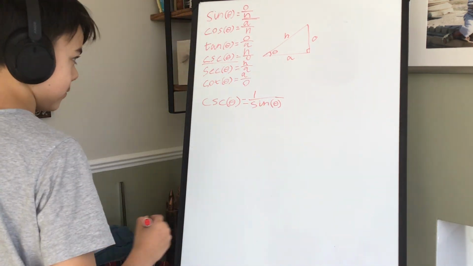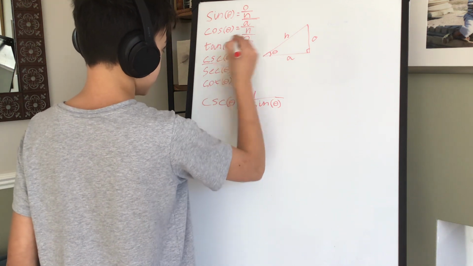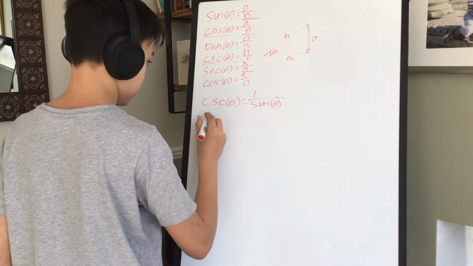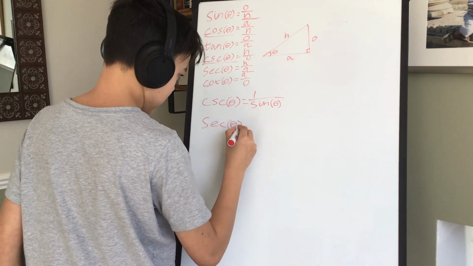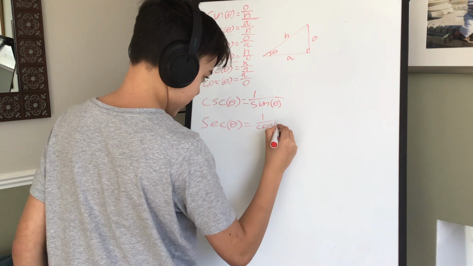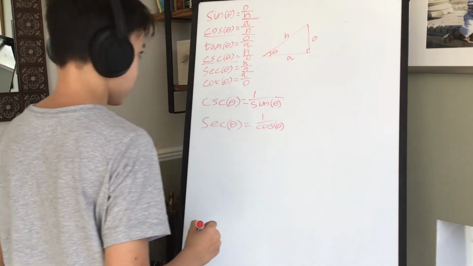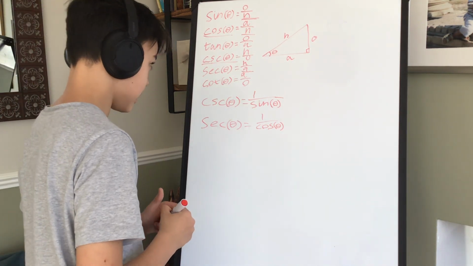We can do the exact same for secant, but with cosine this time. This is the flipped version of this. So we flip this side. And we get secant of theta equals 1 over cosine of theta. Okay, you can do the same for cotangent, but we're not going to be using that today, but just know you could.